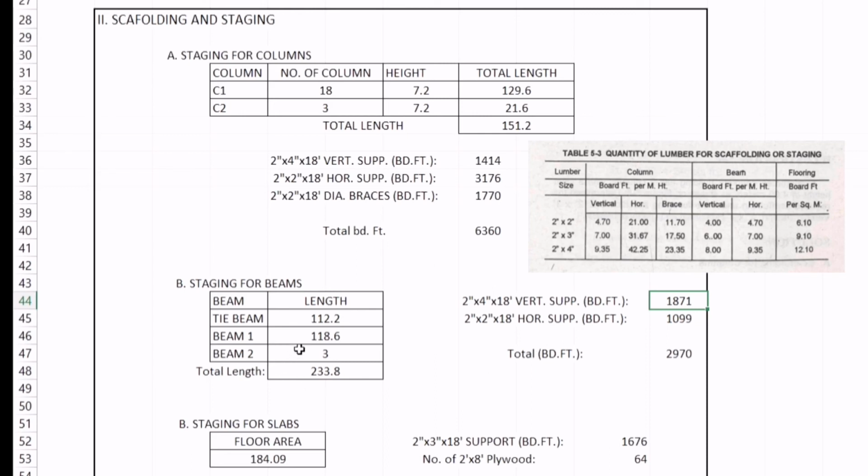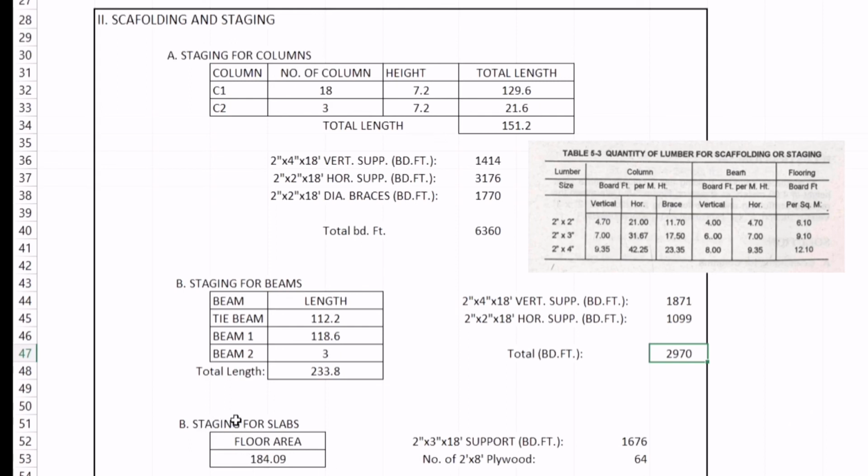Staging for beams naman. So, tie beams, beam 1 at beam 2. Total length niya is 233.8 meters. So, pagkuha ng vertical support is kunin lang natin yung multiplier para sa 2x4, which is ito, 8. Yan, 8. And then, multiply natin to sa total length, which is equals to 1,871 board feet. Tapos, sa horizontal support naman, ng 2x2, yan, which is 4.7. So, multiply lang natin itong 4.7 sa total length na 233.8, which is equals to 1,099 board feet. Of course, rounded up na to. So, total na board feet na gagamitin is 2,970.